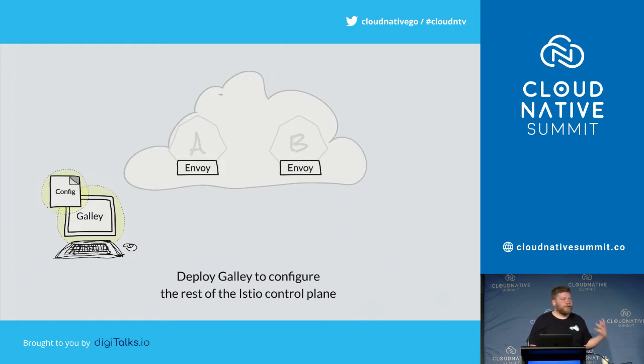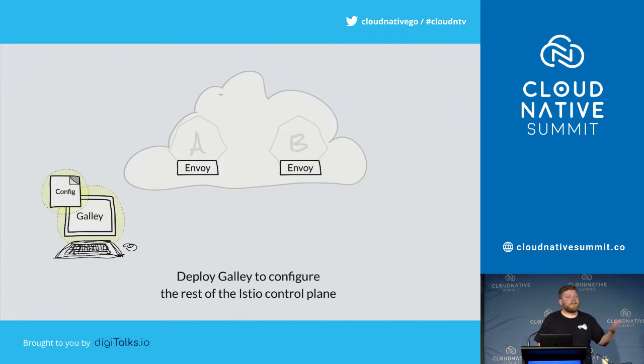The first piece of which is called Galley, and it's responsible for configuration distribution. So you can imagine if you have, like any network controller, if you have an SDN, you have to be very careful about the configuration that you push to that network controller. By the same token, in Istio, we're kind of acting as the network for your applications. It's not that hard to push configuration that can cause network outages, right? It's pretty easy to disconnect yourself from the network and things like that.